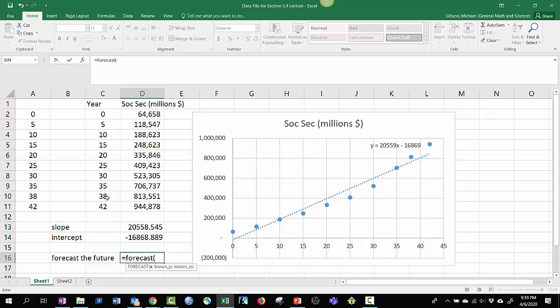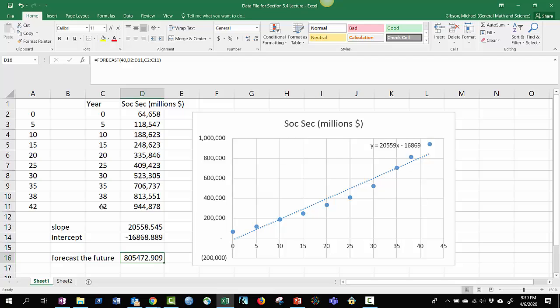So if I put in 40, comma, and then we'll do the same thing as before, the y's, comma, and then the x's. There's the y value at 40, right? And you can round it down to a whole number or whatever.